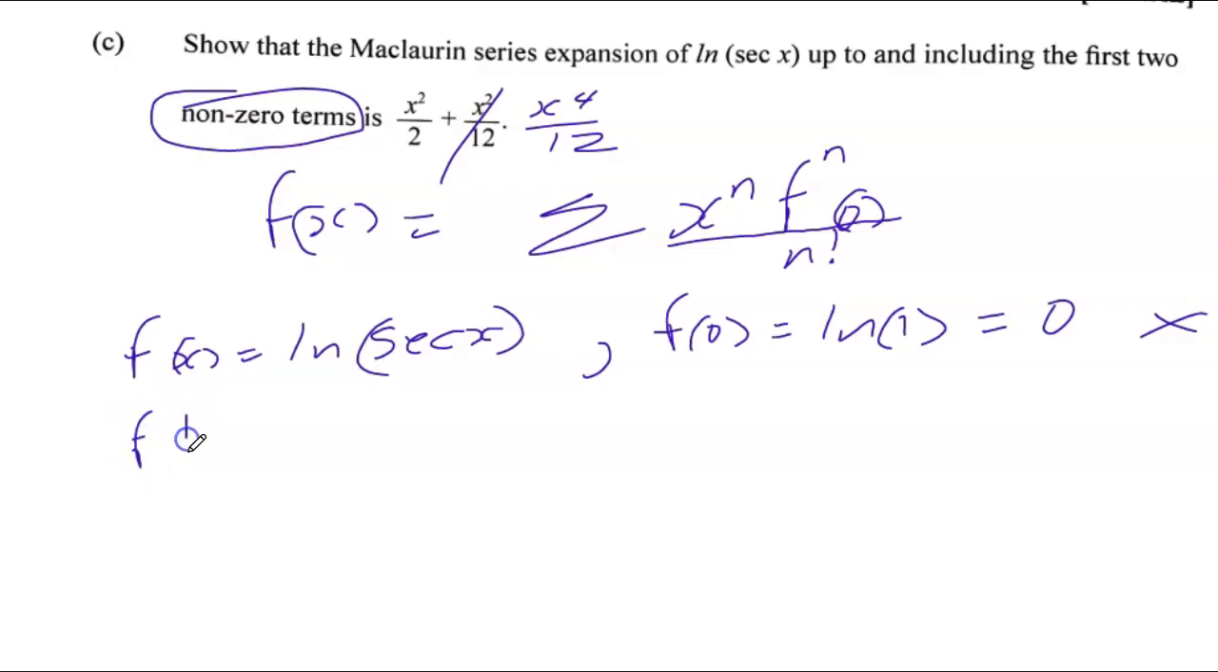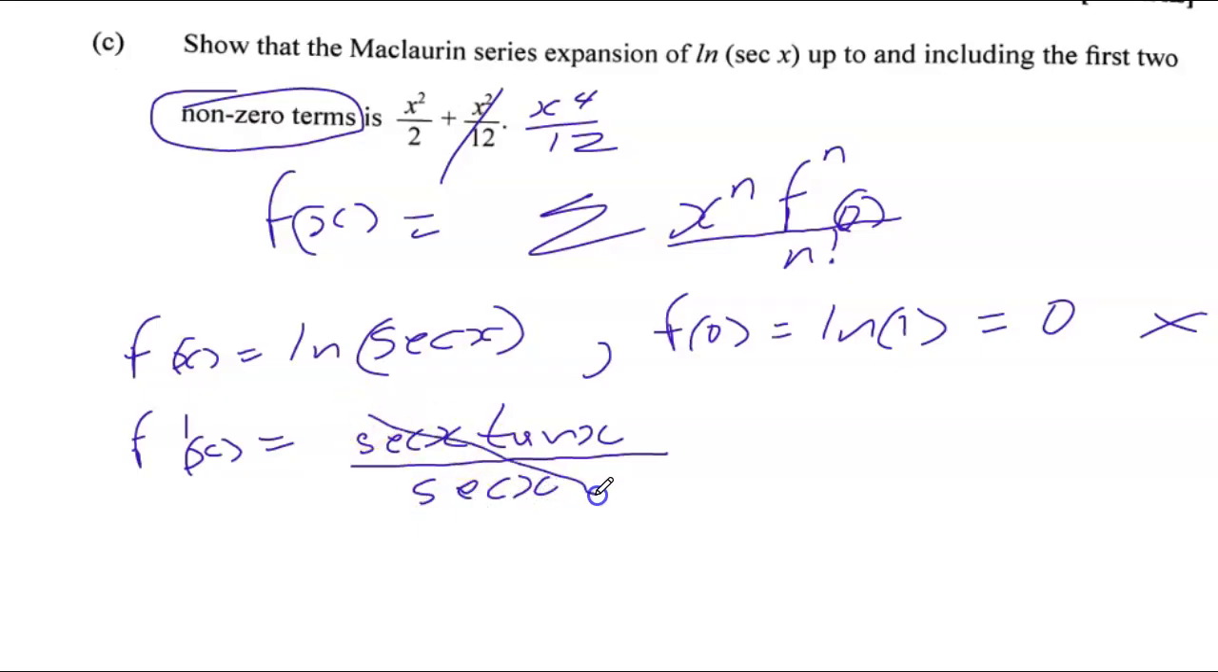For the first derivative, differentiate ln sec x. Differentiate what's in the bracket, that's sec x tan x, and put the derivative over the original bracket, which is sec x. So differentiating ln sec x, what you get is tan x. And if you evaluate at 0, what you get is tan 0, and of course tan 0 is 0. So we still don't count these two values since we only want non-zero terms.